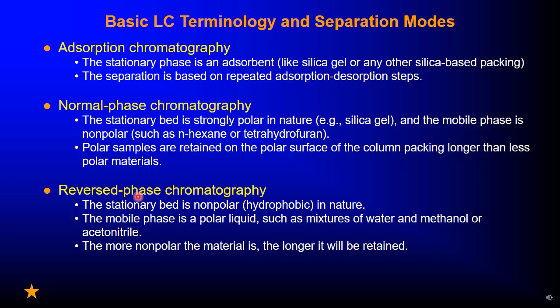In reverse phase chromatography, the stationary bed is non-polar in nature. The mobile phase is a polar liquid, such as mixtures of water and methanol or acetonitrile. In this method, the more non-polar the material is, the longer it will be retained.